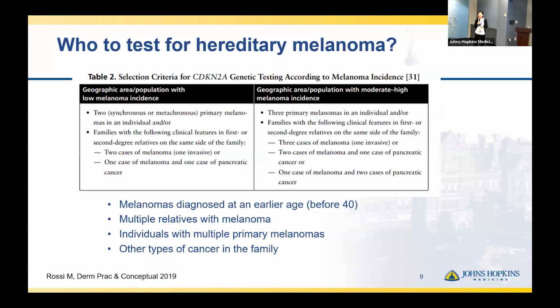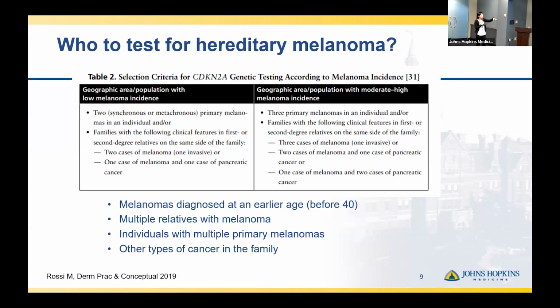Obviously, speak to your physician, dermatologist, or medical oncologist about this, but in general, there are some guidelines about who to test because, again, the majority of people will not have an inherited gene that predisposes them to melanoma. There are different criteria depending on whether that person lives in a geographic area with low melanoma incidence or moderate to high melanoma incidence. In the US, we're considered a high melanoma incidence geographic region. Other areas like Australia are also considered that.